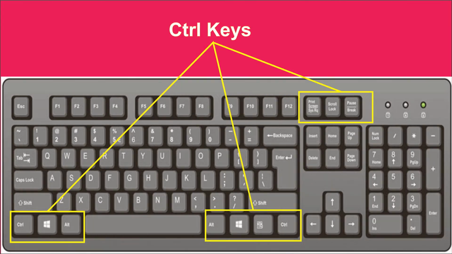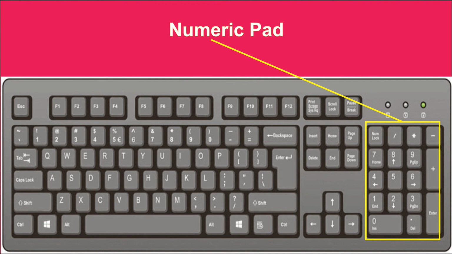And we have control keys. Basically it controls the computer using these keys: control key, alt key, windows key, print screen, scroll lock. So these are control keys. Then we have numeric pad. Like we have a calculator, similar way, we have a numeric pad on a keyboard. We can type numbers, we can calculate, we have plus sign, we have minus sign, we have enter. So numeric pad basically is used for typing numbers.